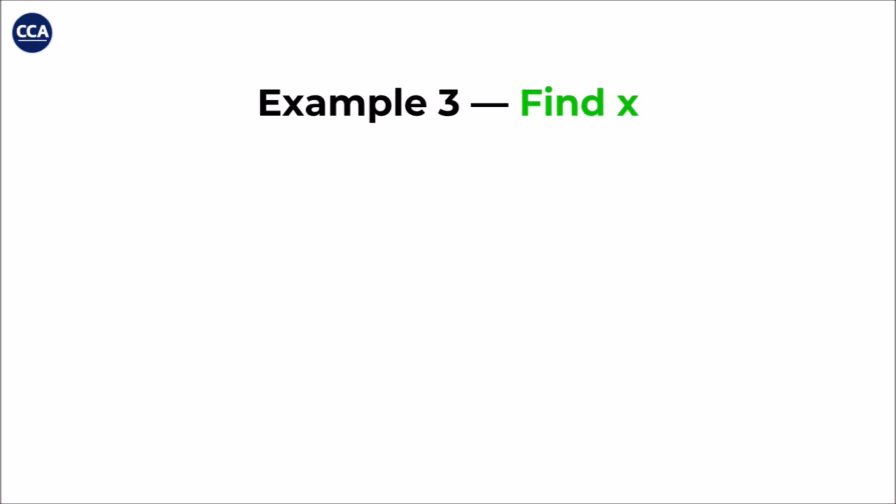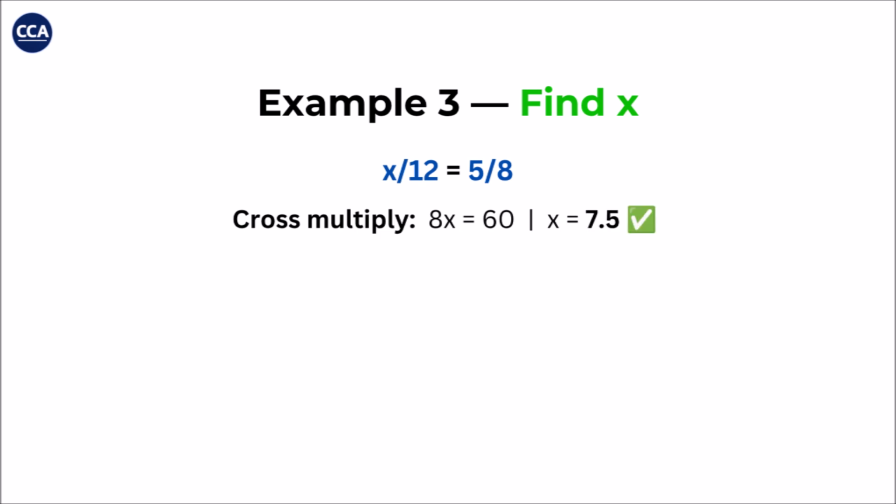Now, let's try the type of proportion question that appears most on exams. Find the value of x. x over 12 equals 5 over 8. Step 1. Cross multiply. x multiplied by 8 equals 12 multiplied by 5. 8x equals 60. Step 2. Solve for x. x equals 60 divided by 8, which equals 7.5. Step 3. Check. 7.5 over 12 equals 0.625. 5 over 8 equals 0.625.